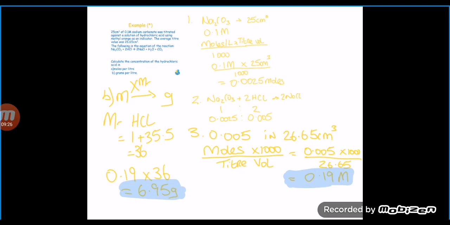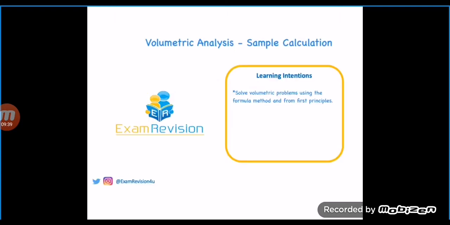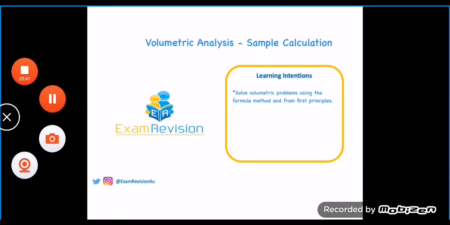So that is your answer to part B, and this is your answer to part A with all the steps involved. So I'd strongly recommend that you go over this calculation again, get used to the first principles method, because as I've said earlier in the video, it is the only method that has worked since 2016. That's it for this video. Have a read through the learning intention to make sure you understand.